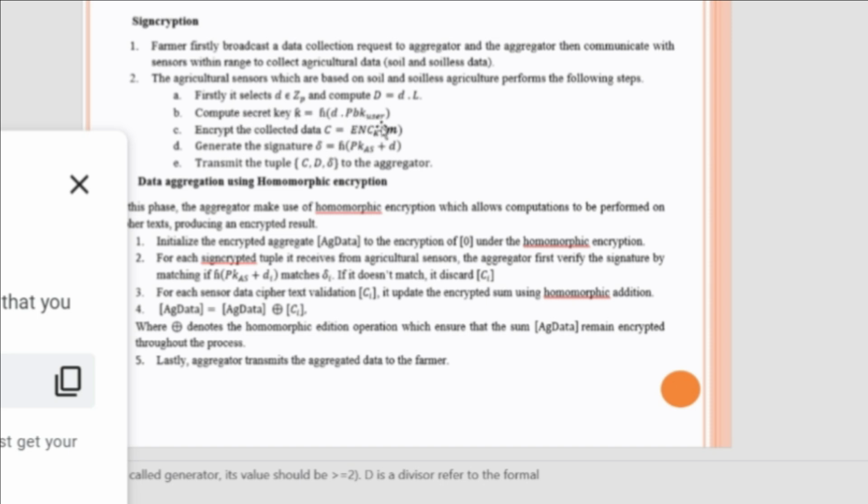It computes the secret key, it computes the encryption, it computes the digital signature, and it computes D equal to D dot L. So four computations are used. D equal to D dot L, one computation. Second, it computes the secret key. Third, it encrypts the data, and fourth, it generates the signature. So there are four computations performed at the sender side, right?